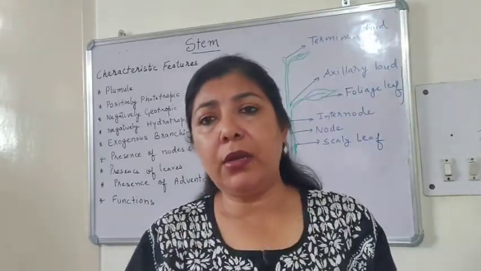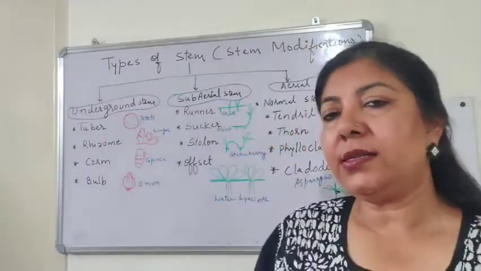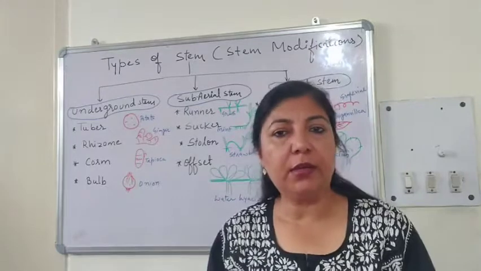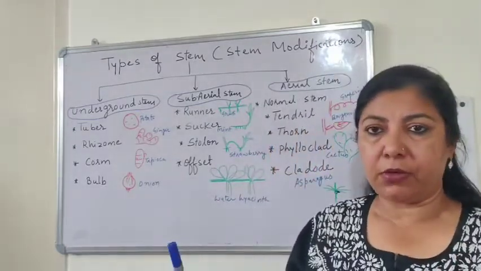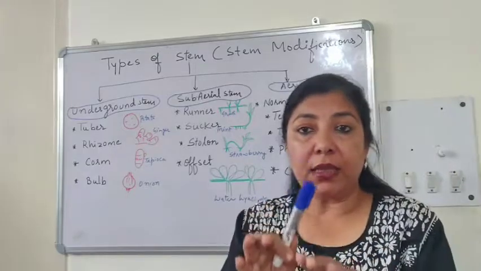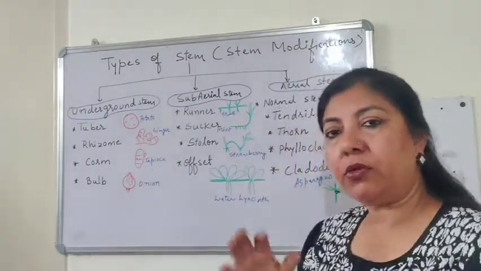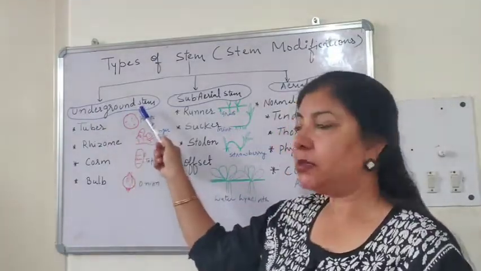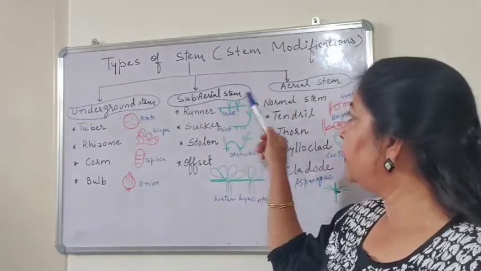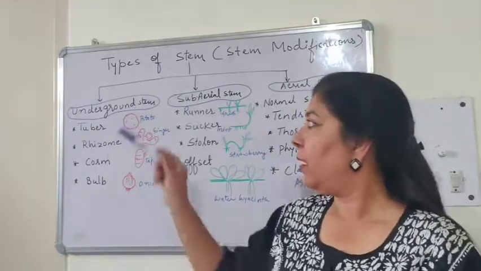Next we'll study about the different types of the stem. Now let's study the different types of the stems. So we can categorize all the stems. In fact, we can say these are all stem modifications. So we can categorize them into three main categories: underground stems, subaerial stems and aerial stems. What does it mean?